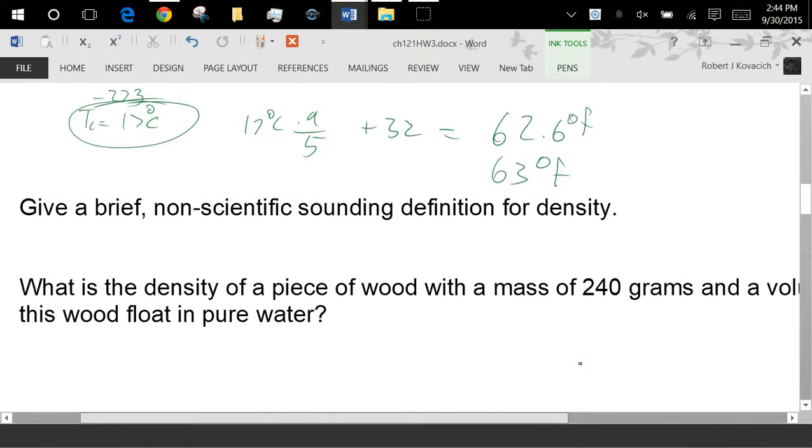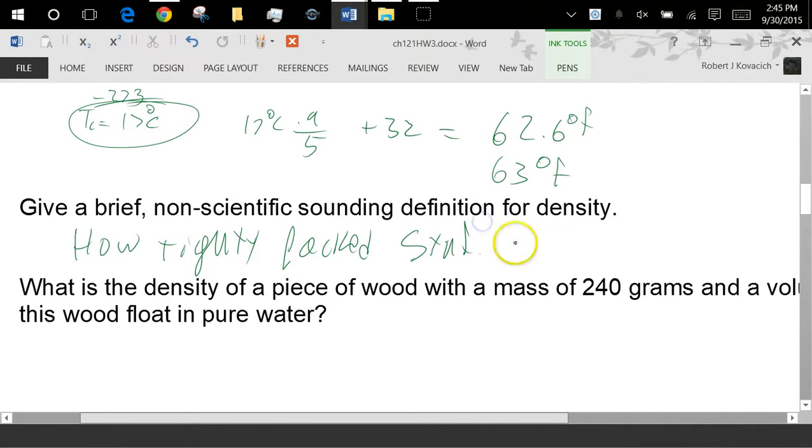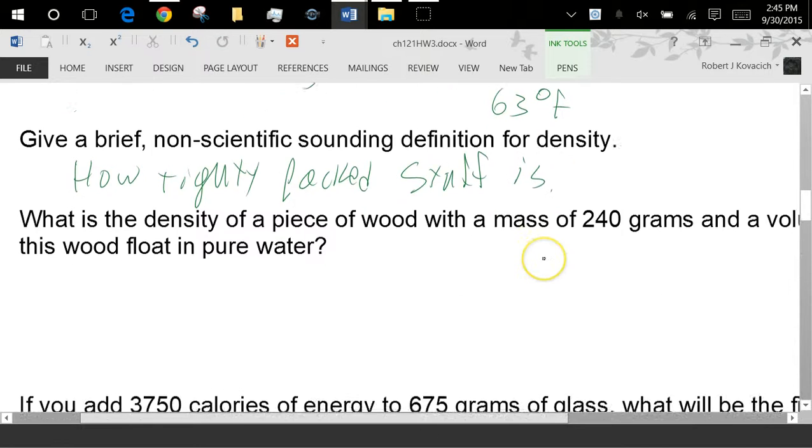How about this non-scientific density definition? How much stuff in a space, in a volume? How tightly packed something is.